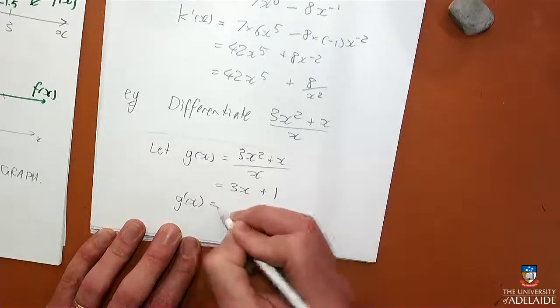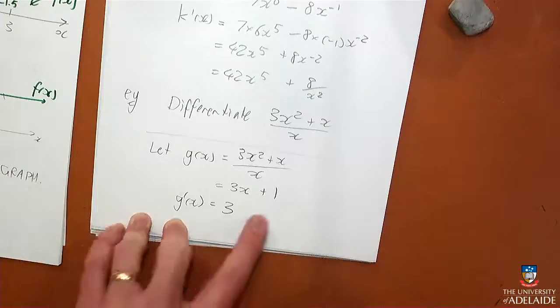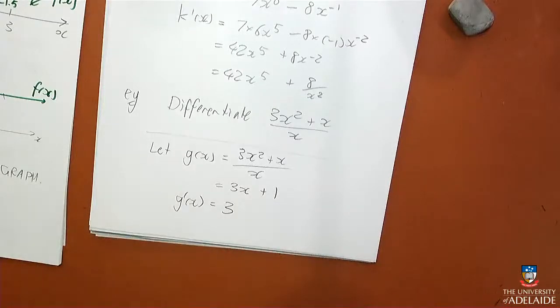The derivative of 3x is just 3, and the derivative of 1 is 0. That was a lot easier than I was expecting it to be. Ah well.